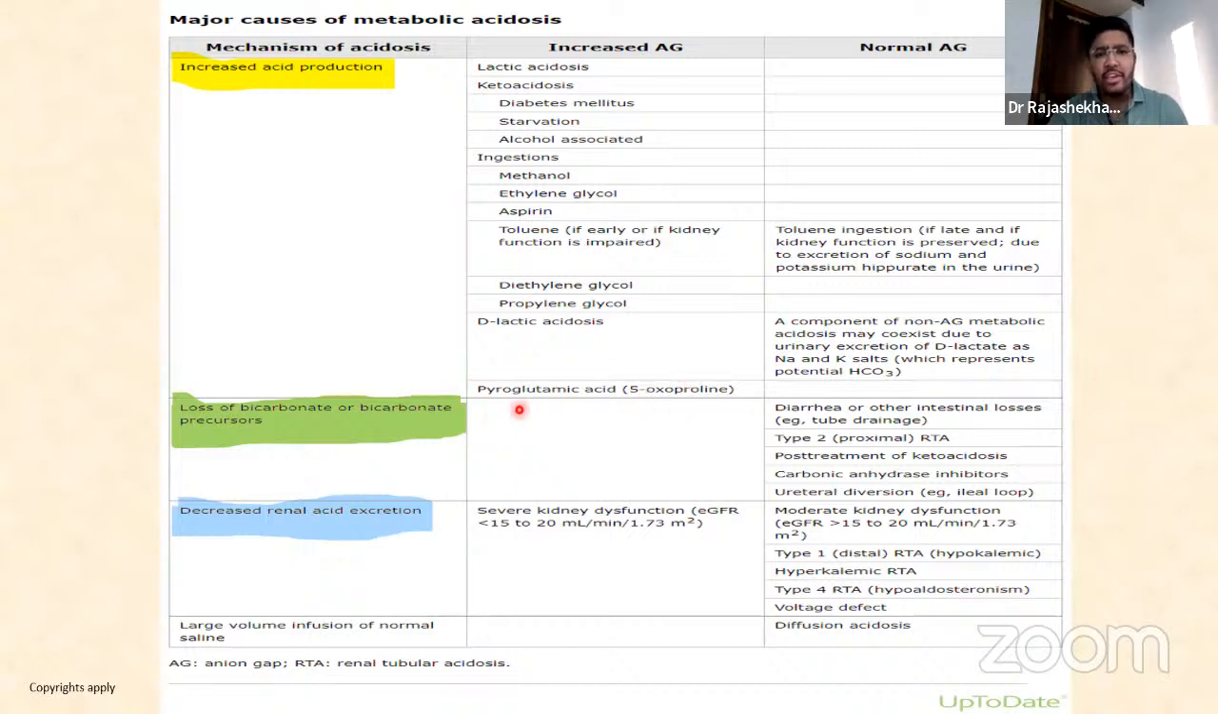Again, there have been many case reports of unexplained metabolic acidosis in patients who were found to have pyroglutamic acid. Nowadays, at places like Stanford and Harvard, the emergency medicine people, whenever they have a metabolic acidosis, directly estimate pyroglutamic acid and always consider this as one of the differential diagnoses.